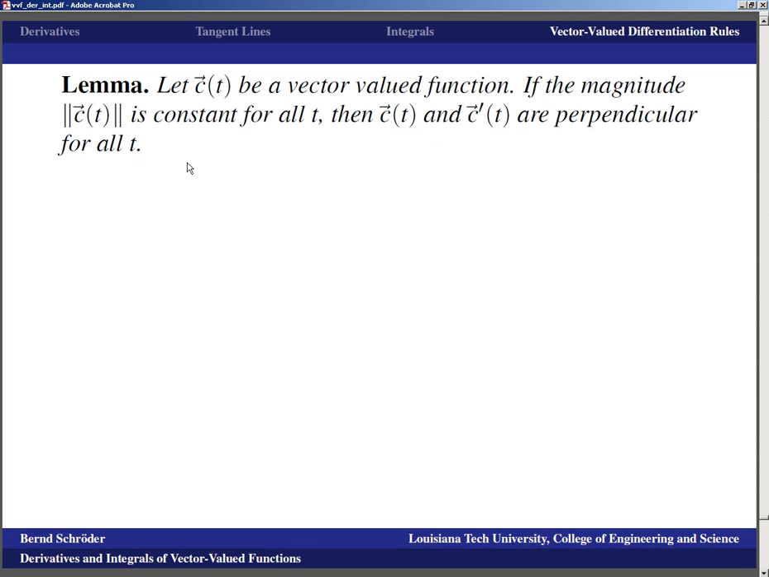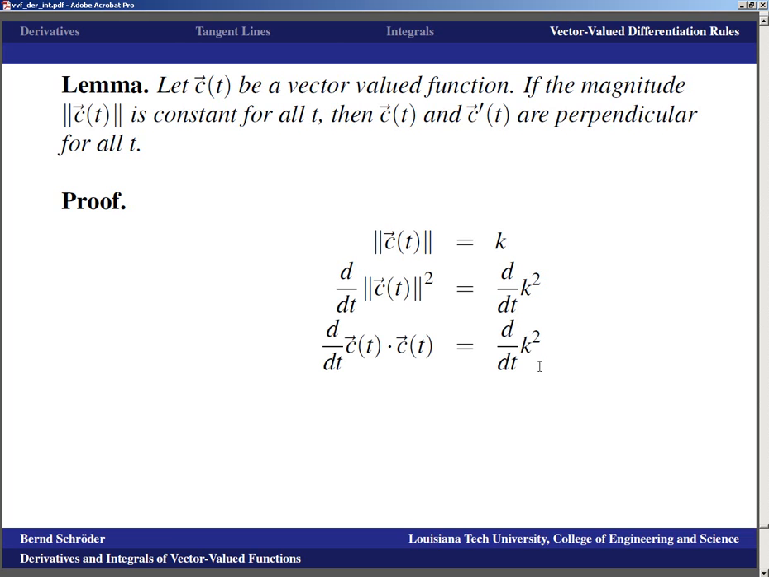So that's a first application of these differentiation rules, because if we want to prove that, well, we know that the norm of c of t is constant, so it's some constant k. Well, if I have an equation, I can square the equation, which is what I've done here, and that just gives me that the norm of c of t squared is k squared, and I can take derivatives on both sides.